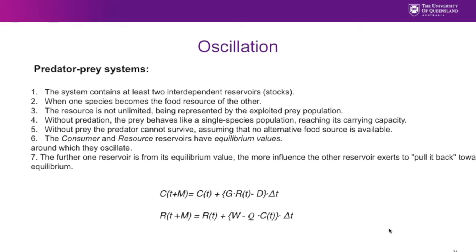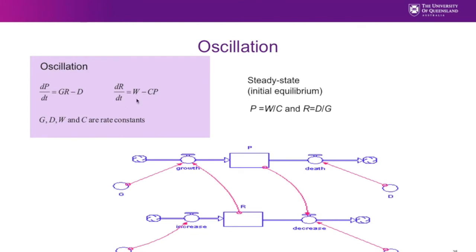The consumer and resource reservoirs have equilibrium values around which they oscillate. The further one reservoir is from its equilibrium value, the more influence the other reservoir exerts to pull it back toward the equilibrium. And now we're going to explain how it behaves. These are the equations, not organized as differential equations. As we have said before, this is how the time steps are calculated, right? But these are the equations, and these equations lead to this stock and flow diagram.